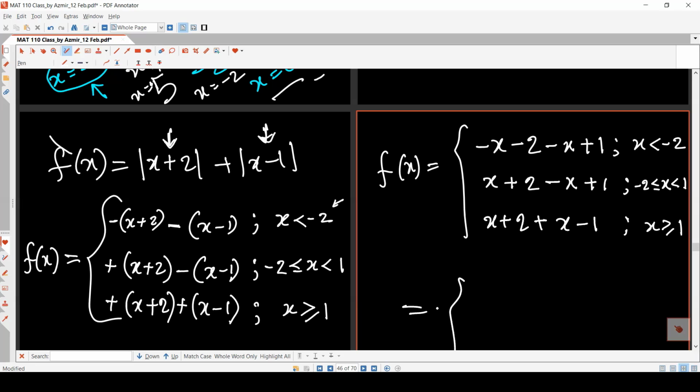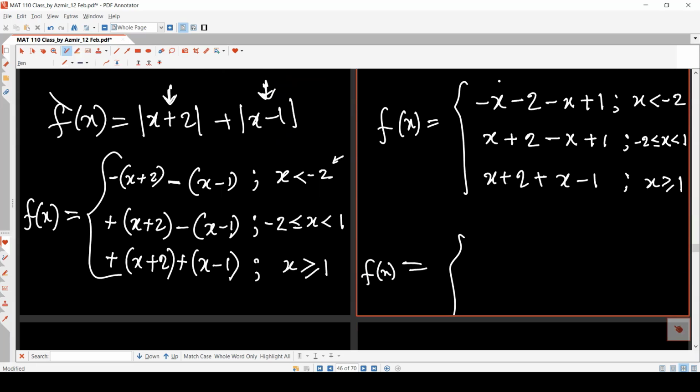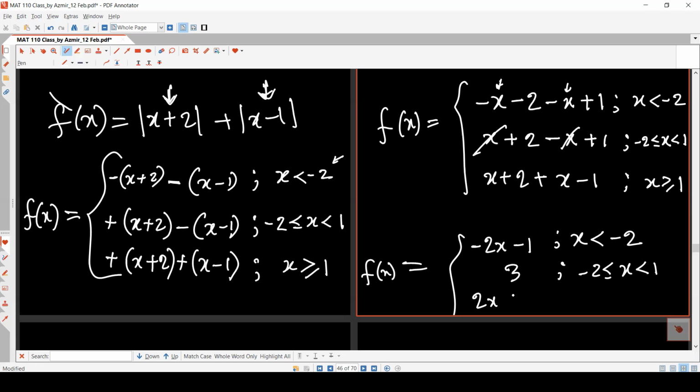Now we can again simplify f of x. If we calculate, minus 2x minus 2 plus 1 minus 1, so minus 2x, for x less than minus 2. For the second part, x and x cancel. We have 2 plus 1, 3, for minus 2 less than or equal to x less than 1. For the third part, we have 2x, 2 minus 1 plus 1, for x greater than or equal to 1. That means we have reached the conclusion.